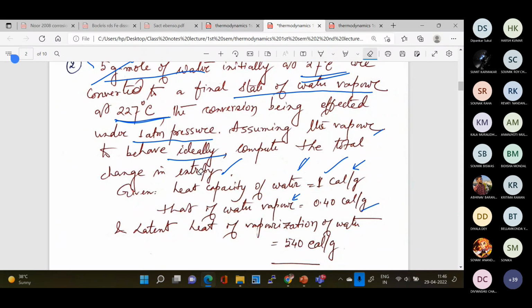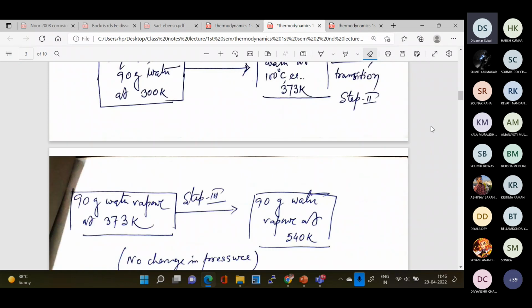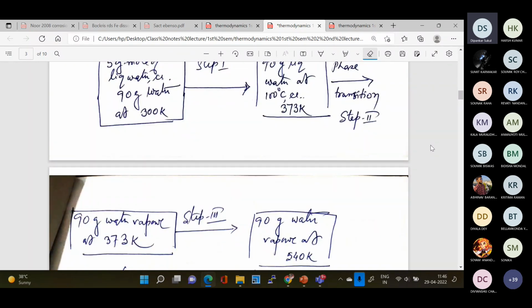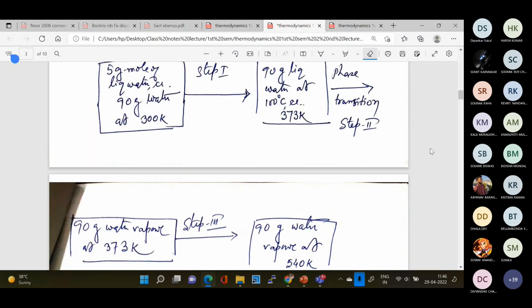Anyway, here, for this problem, we have to see what are the initial steps, what are the final steps, what are the intermediate steps, and we have to determine the entropy change of all the intermediate steps, and then sum up all those. So initially this is 5 gram mole, that is 90 gram of water at 300 Kelvin, 27 degrees centigrade means 300 Kelvin. And this is the final step, 90 gram of water vapor at 540 Kelvin.